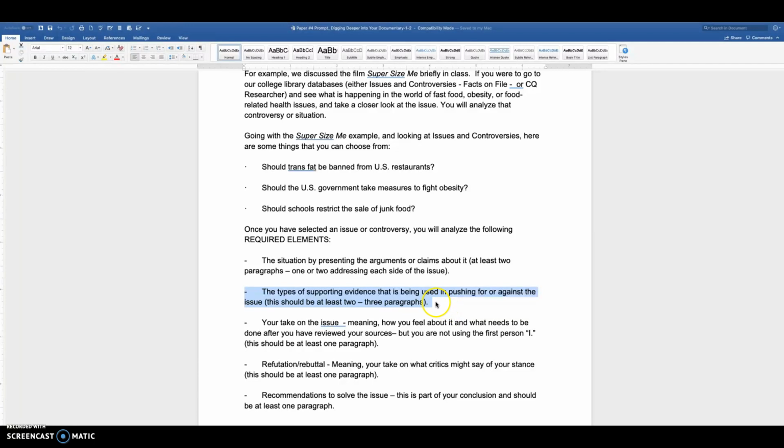If somebody says fast food is bad, do they use data? Do they use statistics? Do they use expert opinion? Does a person use interviews? And again, this is from your sources, not the film. If you have 2 to 3 sources, you should have a paragraph on each. That's 2 to 3 paragraphs.